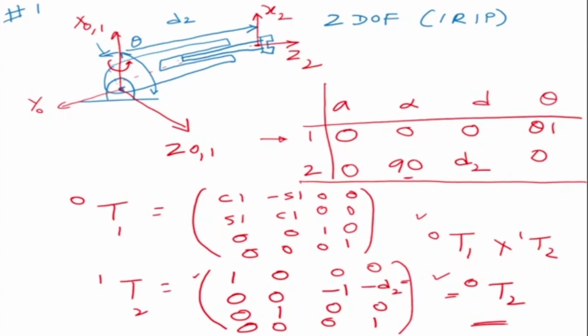Let us look at a few more mechanisms, or robotic mechanisms, where we are going to assign our DH parameters. So this is another robotic mechanism.